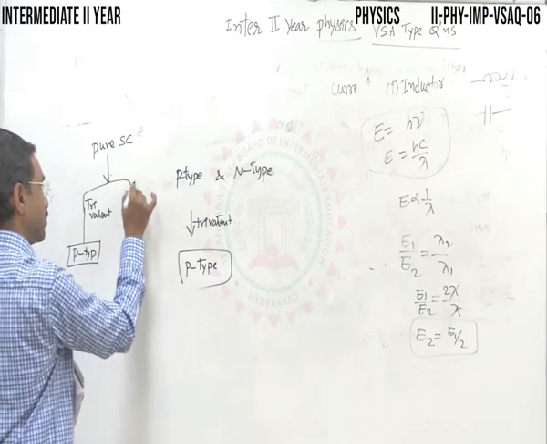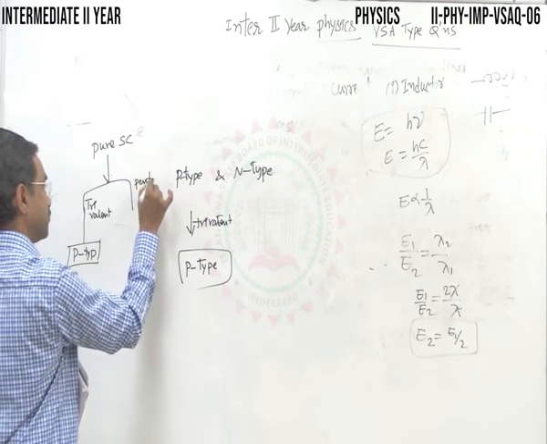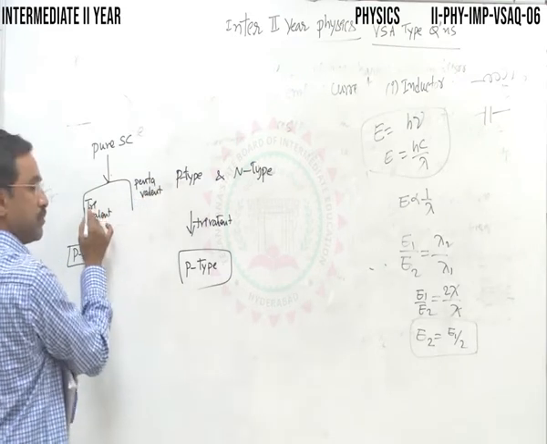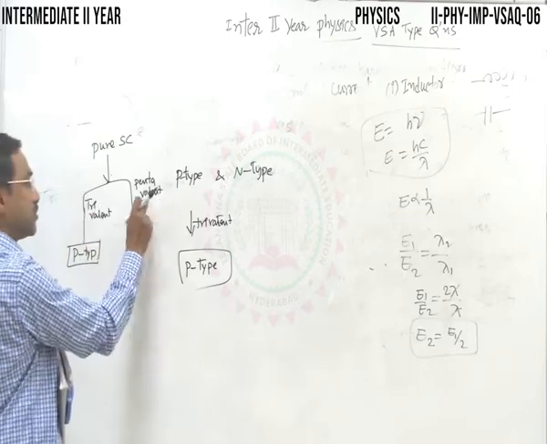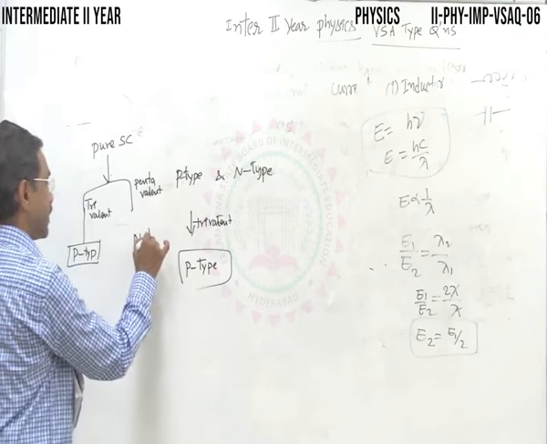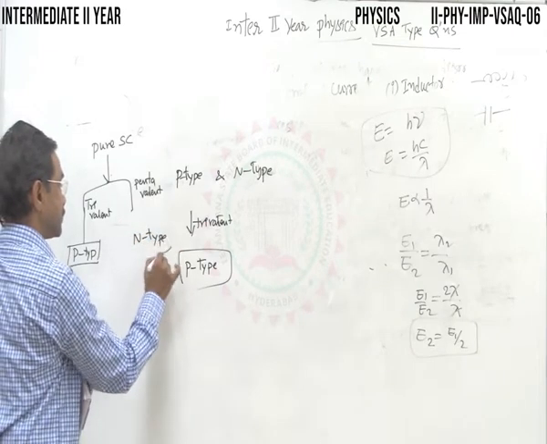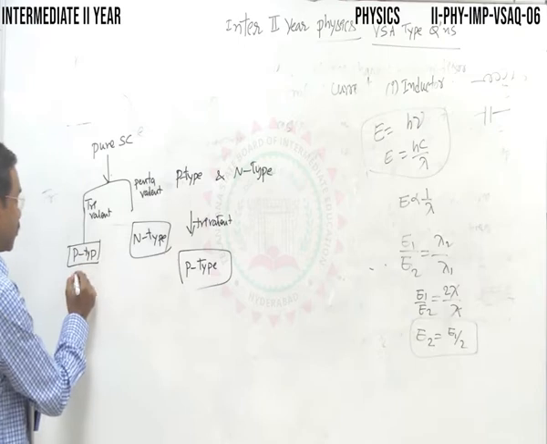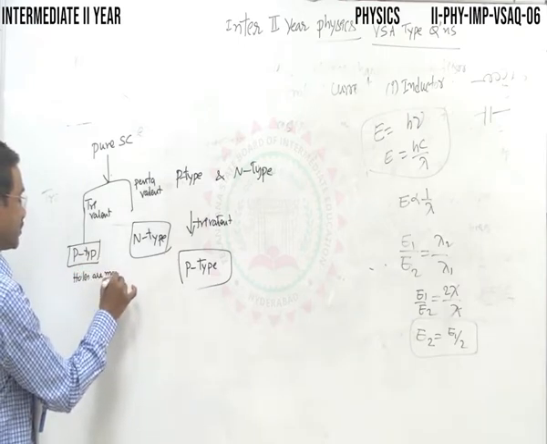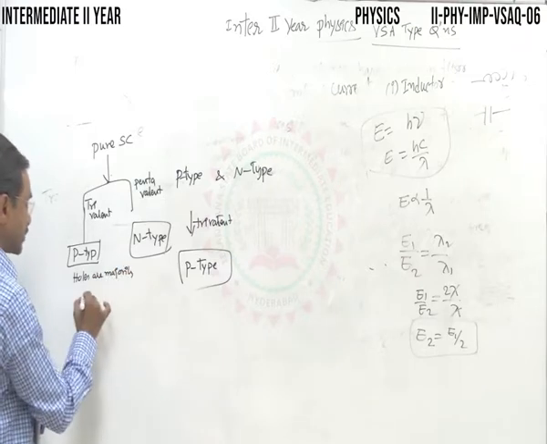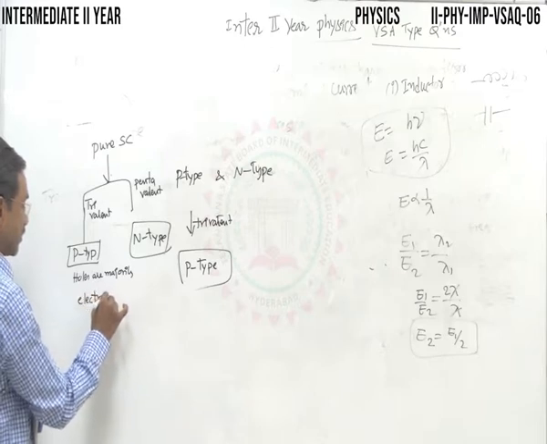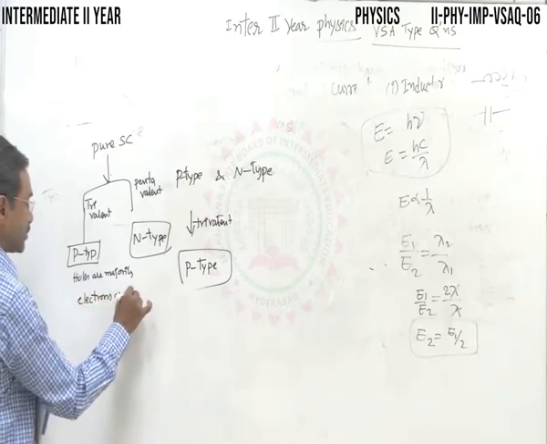When you dope it with pentavalent, fifth group elements, any fifth group element, it will become an n-type semiconductor. Here in p-type, holes are the majority charge carriers, of course, and electrons are minority charge carriers.